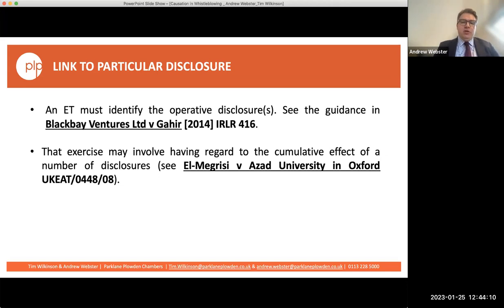That having been said, he did also add, it is of course proper for an ET to have regard to the cumulative effect of a number of complaints, providing always they've been identified as protected disclosures. And that point arises from the El Magrizi case, which is referenced in the Gahir judgment. In short, therefore, what the employment tribunal needs to do is identify clearly each disclosure, and it needs to identify which disclosure attracts the particular act or omission resulting in detriment. That said, it is legitimate to consider, having identified each of both, whether the cumulative effect of a number of disclosures has led to an act or omission.